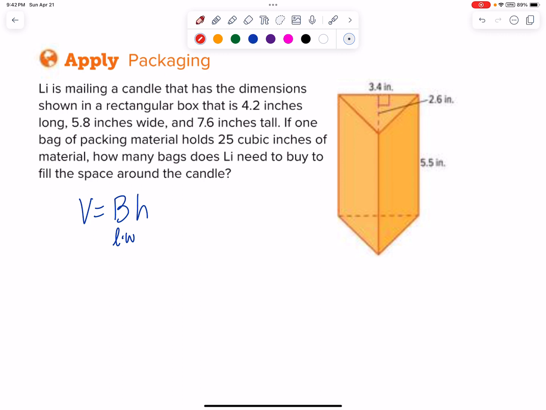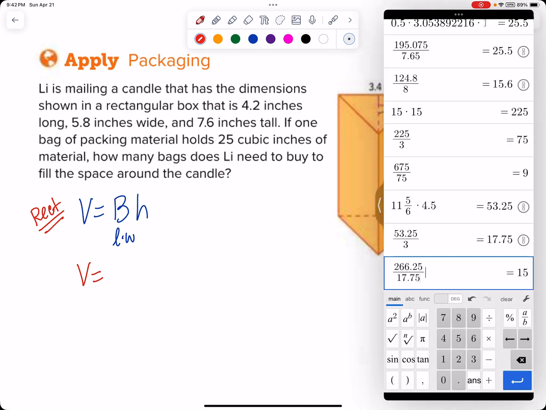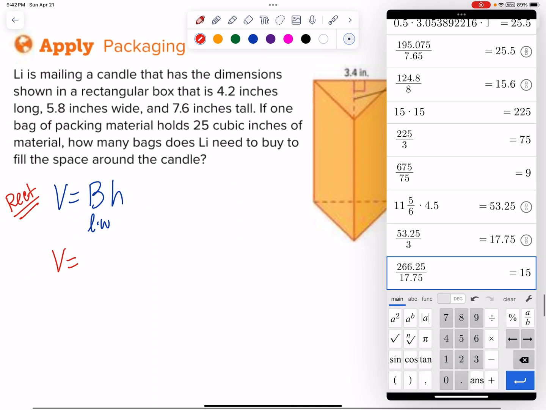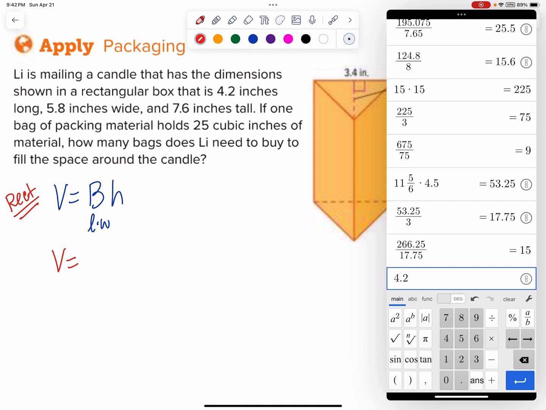Let's go ahead and label this. So we'll label this our rectangular prism. So we have volume equals 4.2 times 5.8 times 7.6. Okay, so 4.2, 5.8, 7.6. I'm just showing my work real quick. And we have 185.136 inches cubed. So there's my rectangular prism.